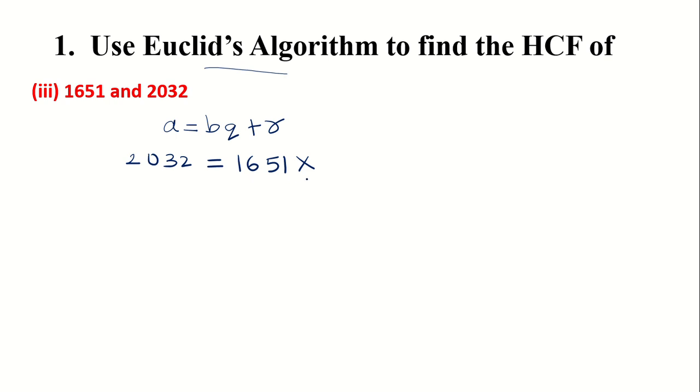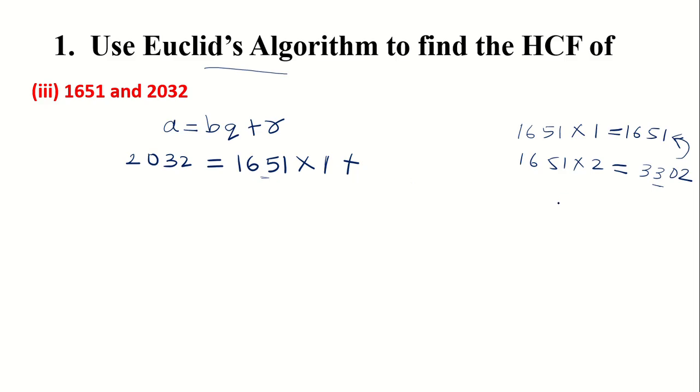Now we need to multiply with a number to get 2030. What is the divisor in the first step? That is 1651. In your rough sheets, write the 1651 table. 1651 into 1 is 1651. 1651 into 2 is 3302. Here we are getting a larger number, 3302, so we take the lesser number: 1651 into 1 is 1651.